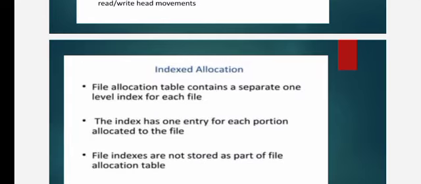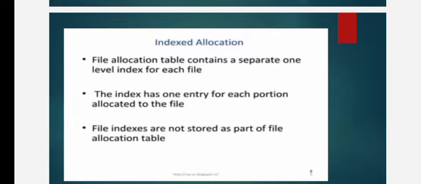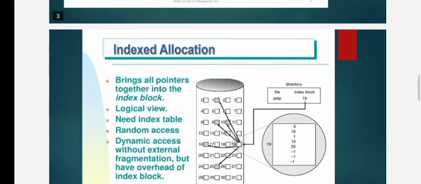Indexed allocation means the file allocation table contains a separate one-level index for each file. The index has one entry for each portion allocated to the file. File indexes are not stored as a part of the allocation table. Here is an example of the indexed allocation.